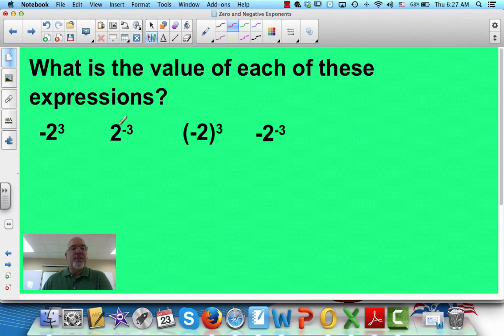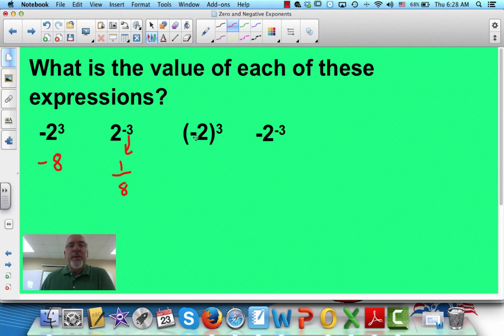What is the value of each of these expressions? Now, there's something you're going to be supposed to figure out from this. So what is negative 2 to the third? You remember the exponent only goes with the item that it's directly next to. So this 3 only goes with the 2 here. So you already know that the answer is going to be negative, and 2 to the third is 8. Over here, the negative exponent tells you that it's going to move to the bottom, so that means it's going to be 1 over 8.